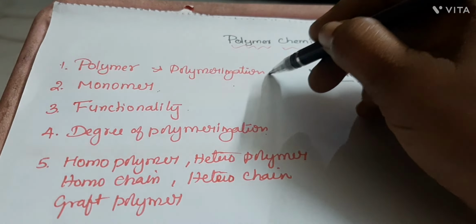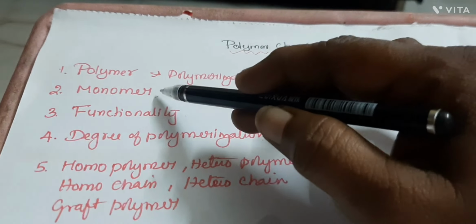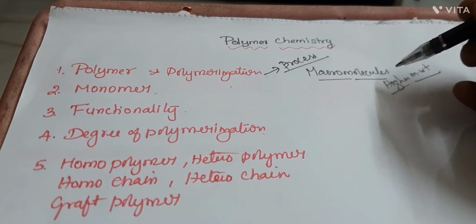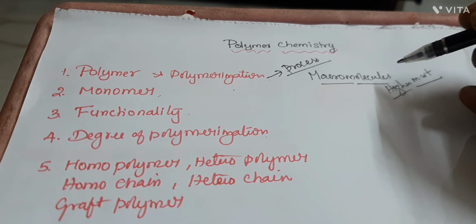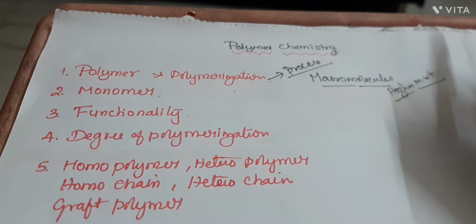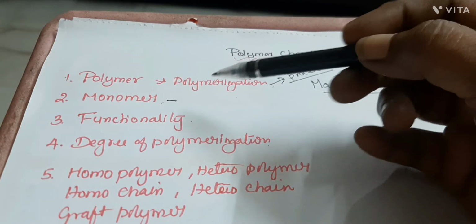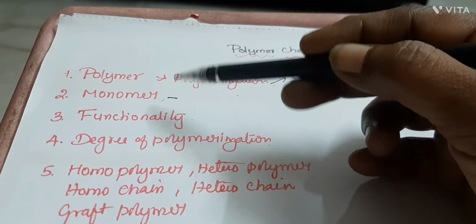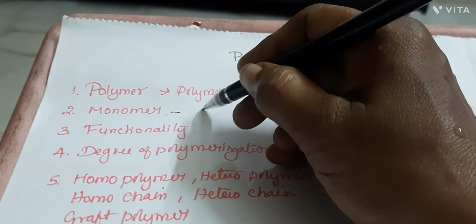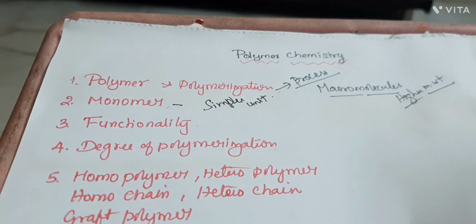Polymerization is a process by which the polymers are obtained from the monomer. Normally, under high pressure and temperature, the polymerization is carried out. Then what is monomer? Monomer is the one with which the polymer is prepared. So monomers are the simpler unit of a polymer.